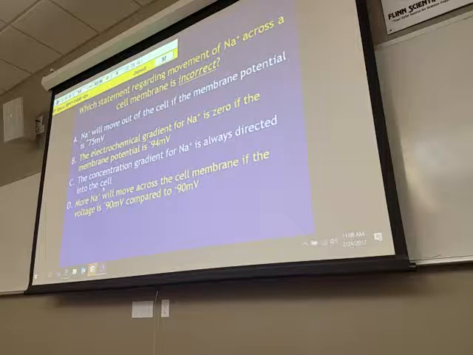To help you remember, calcium is 2 plus. It's a cation with 2 charge, and sodium is plus 1. Calcium's equilibrium potential is twice that of sodium's. Right? Sodium is about plus 65, and calcium is about plus 130.